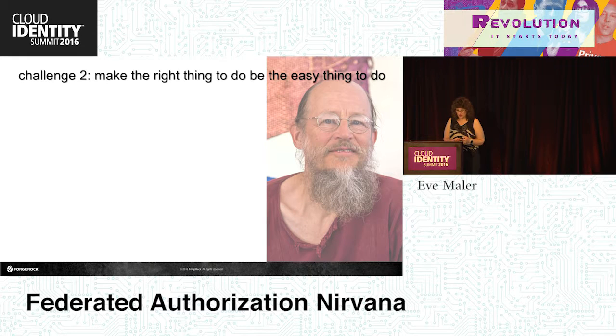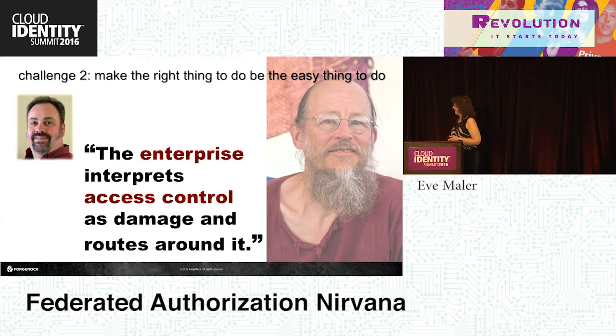Now, why do I have John Gilmore up there? So, with apologies to John Gilmore, and I think Alan knows what's coming, here's a saying from our dear Alan Foster. The enterprise interprets access control as damage and routes around it. How many of you have ever been forced to email a file around when you couldn't give access the proper way? Yes. This is Justin's brick in the door slide that he's shown so many times.